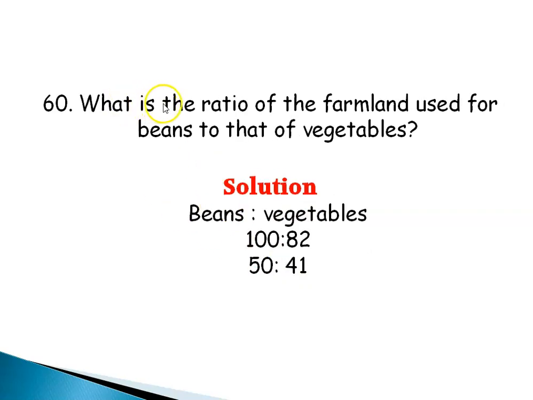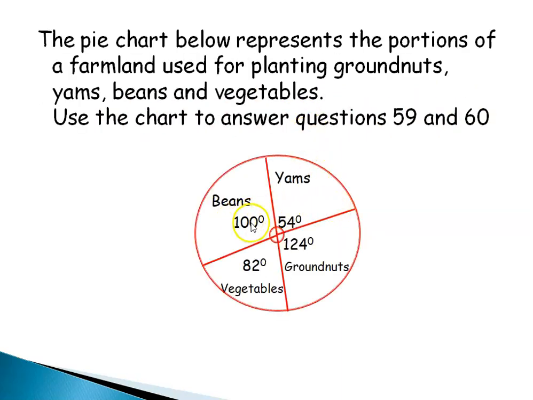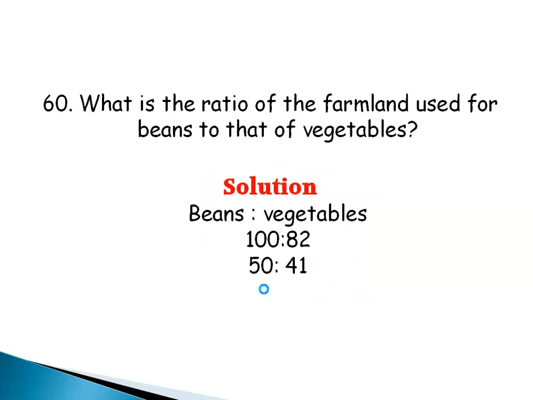Then question 60 says, what is the ratio of the farmland used for beans to that of vegetables? So let's go back. Beans is 100 degrees and vegetables is 82 degrees. So that will be 100 ratio 82. But we can reduce this to its lowest term, isn't it? Divide both by 2. 100 divided by 2, 50. 82 divided by 2, 41. So 50 ratio 41 is the ratio of farmland used for beans to that of vegetables.